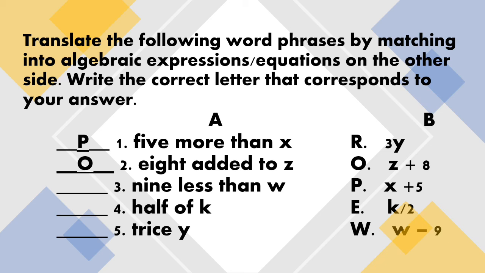Z plus 8. Next one is 9 less than W. What is your answer? The answer is W. It is W minus 9. Number 4, half of K. What is your answer? It's letter E. K over 2. And the last one is thrice Y. What is your answer? It's letter R. Very good. It's 3Y.